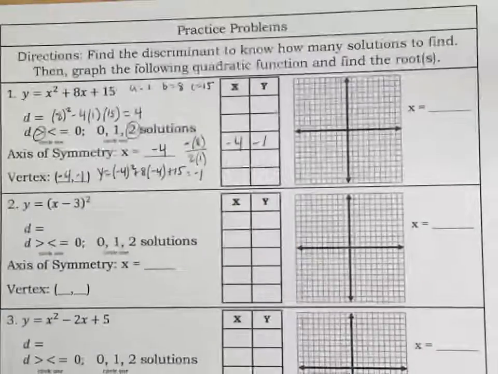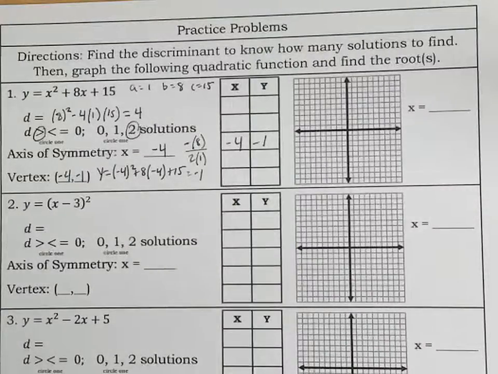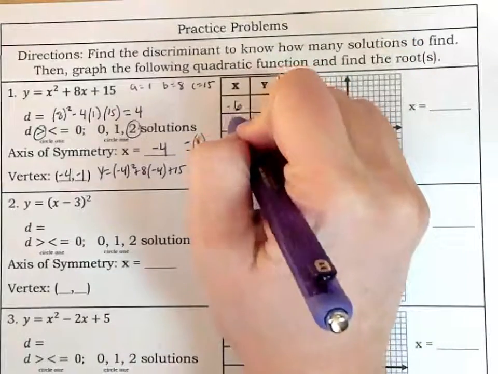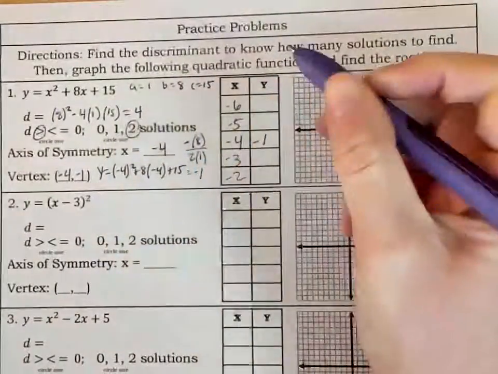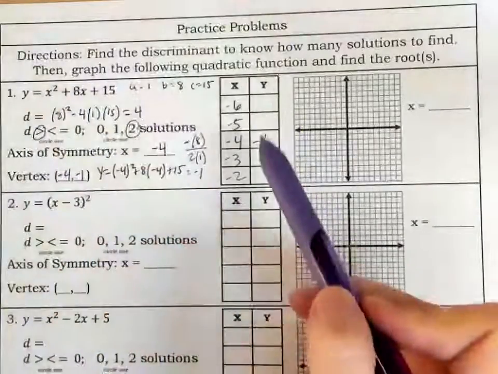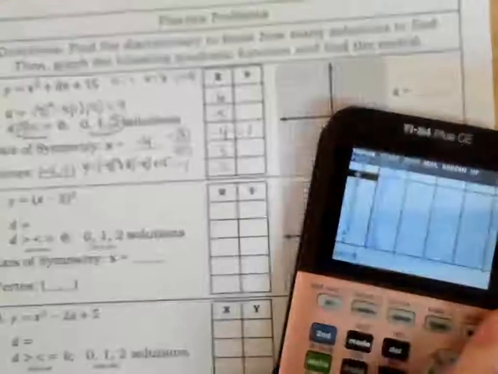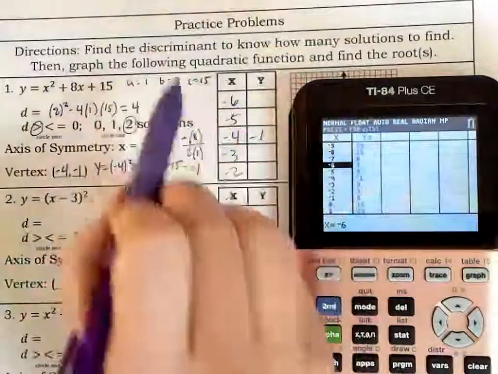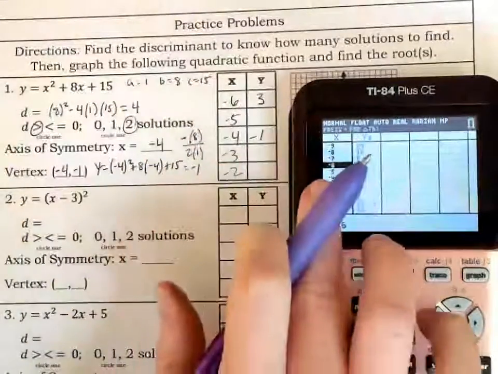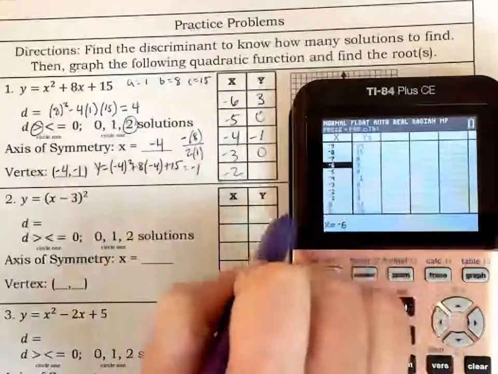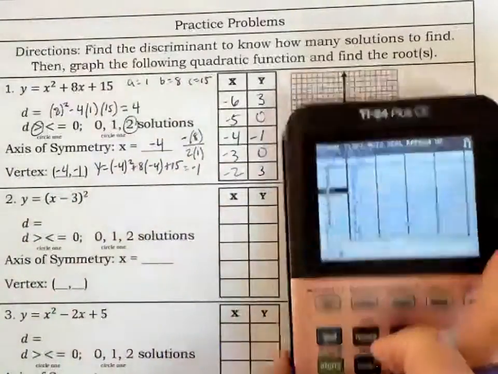We can use our calculator here to find the remaining values for our table. We know we're going to need negative 6, negative 5, negative 3, and negative 2. I could take those x values and also plug them back into the equation and find the y values. I'm going to save a little bit of time here, and I'm going to go ahead and use my calculator. So I'm going to use my table. I get that negative 6 is a y value of 3, negative 5 is a y value of 0, negative 4, negative 1, negative 3, 0, and negative 2, 3.